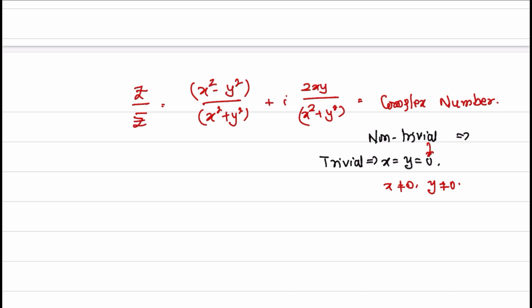Now, the non-trivial solution of z by z bar is equal to (x square minus y square) by (x square plus y square) plus i into 2xy by (x square plus y square).